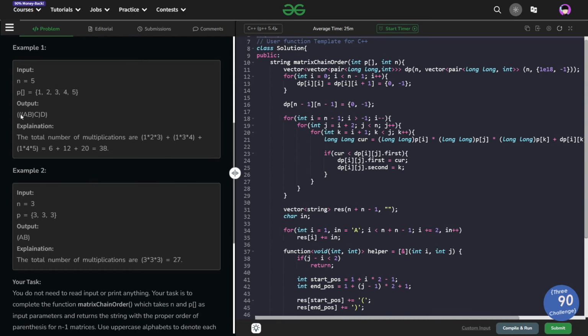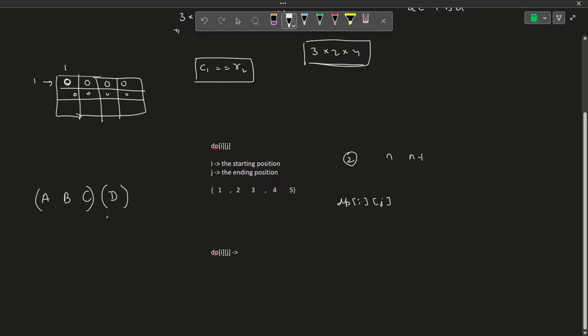As you can see, ABC is evaluated first and then later multiplied with D here in the final answer, right? So we are just trying to figure out, of all these multiple possible last operations, what could have been the last operation just before we combine all of this into one single unit, right? So we are making a possible guess on that particular last operation.